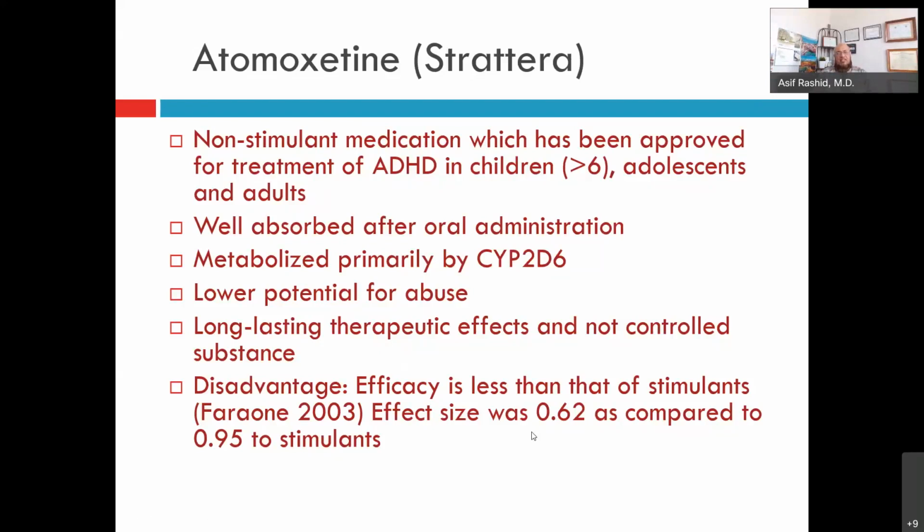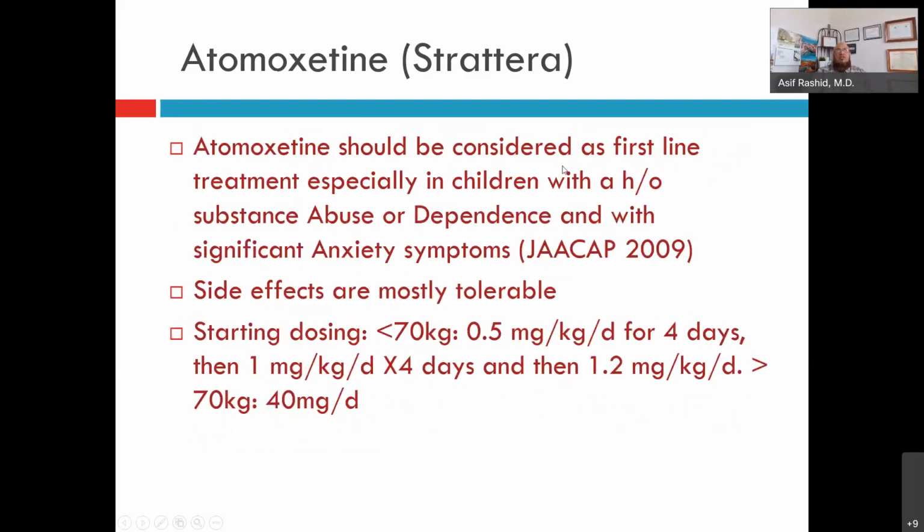Another issue is that it takes about 2 weeks to work, while the stimulants work right away, within 3 days. So it should be considered the first line treatment, especially in children who already have a history of substance abuse. If there are kids who are already used to abusing drugs or giving them to their friends for fun, instead of the stimulants, you want to give them Strattera.